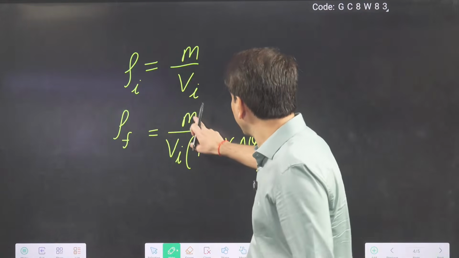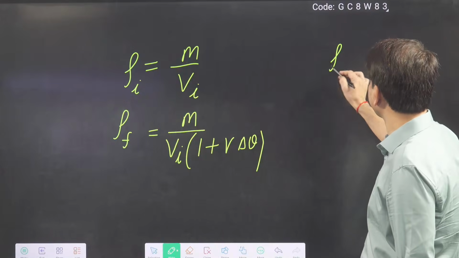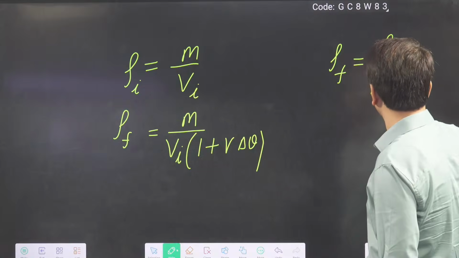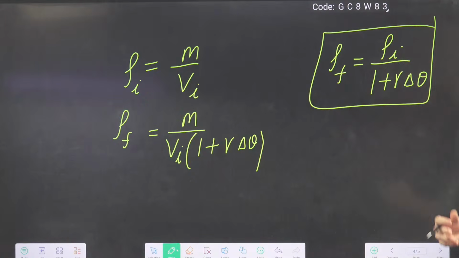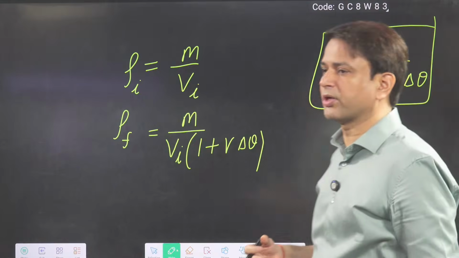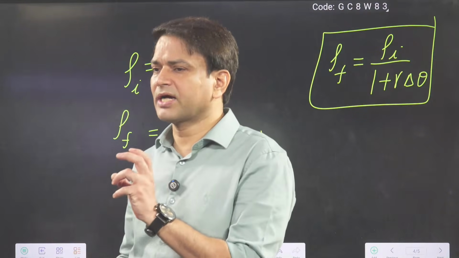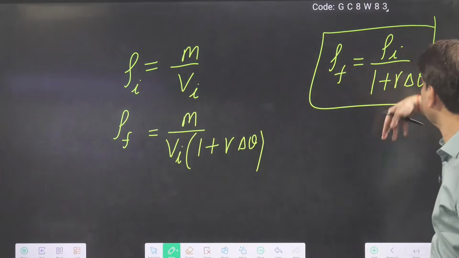Okay, now M upon V, what can I use? So rho final, what will we get? Rho final is rho initial upon 1 plus gamma delta theta. Basically, this formula and the previous formula I gave for rho final are nearly similar. Why? Because gamma delta theta is small. If I use the binomial approximation, I can shift it up.